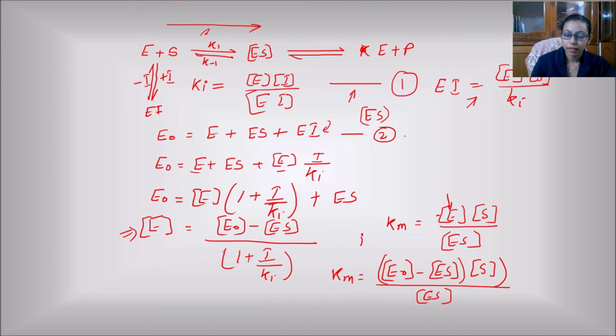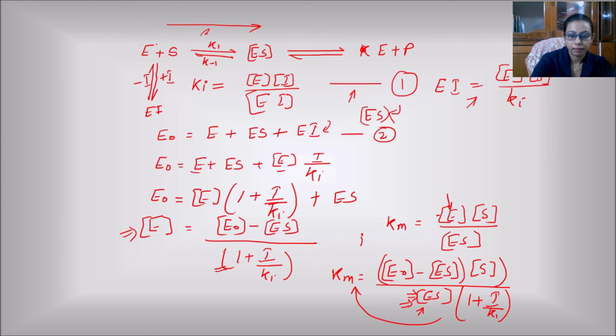Just like the calculation of the velocity in the case of the Briggs-Haldane equation, we focused on the value of ES. So here again we have this in terms of ES. Sorry, one thing I forgot to put here: this will be 1 plus I by Ki. So in order to find the value of ES, I will take this 1 plus I by Ki to this side, and further I will express this in terms of ES. So I am taking the next page.